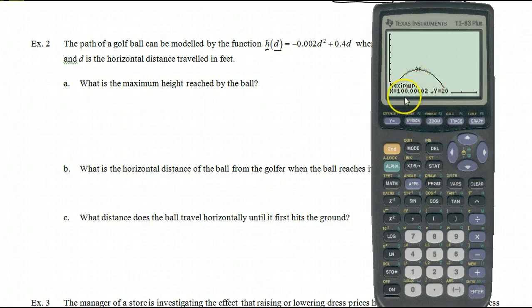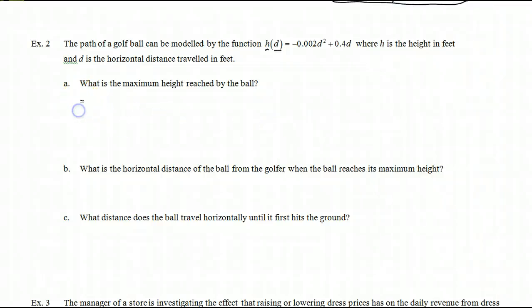And the maximum height reached by the ball is 100. Ignore the 0.002. Okay, so 100 feet. Okay, and we need units on here, right? Because it doesn't state it. It just says what's the maximum height. So we have to put the units on. If it had said what is the maximum height in feet reached by the ball, we wouldn't have needed these units. Okay, but here we do.